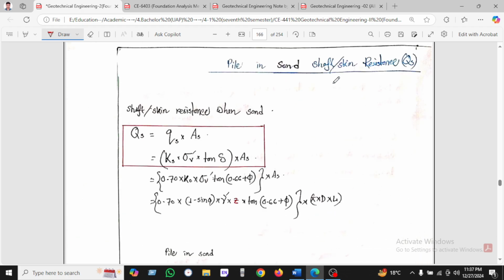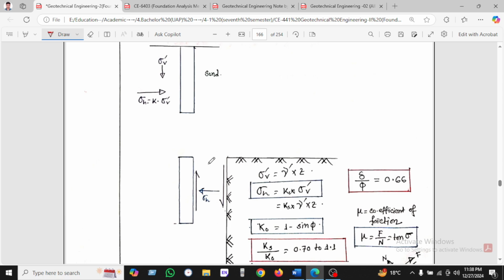Here is the pile in sand, and the skin resistance. We can see the shaft or skin resistance when sand: Qs equals fs into As. So we know Qs equals Ks sigma prime into tan delta into As. So Ks, we have shown Ks divided by K naught equals 0.70, and K naught is nothing but 1 minus sin phi. And sigma prime equals gamma prime into h, where h is the height of the layer, and As equals pi D L, and this is the delta.